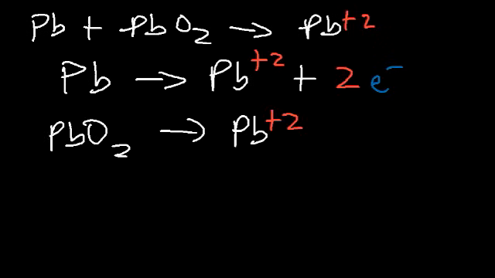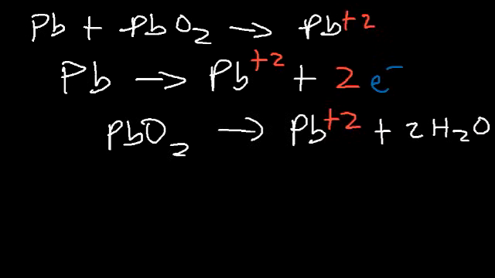Now, before we can balance the charges, we need to balance the atoms. So we have 2 oxygen atoms on the left. That means we need to add 2 water molecules to the right side. So now that we have 4 hydrogen atoms on the right side, let's add 4 hydrogens to the left to make it equal.